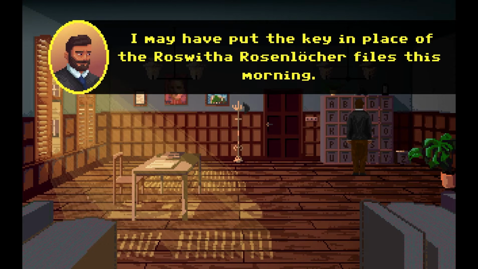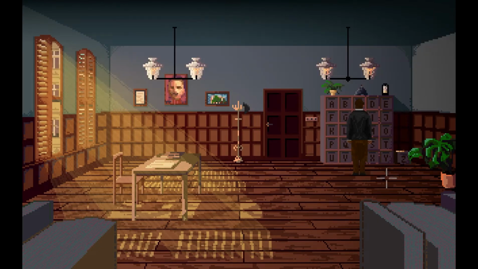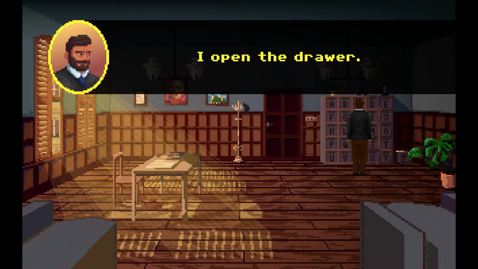The branding. I may have put the key in place of the Rosewither Rosenlocker flat files this morning. Yes, let's find it. I open the drawer.